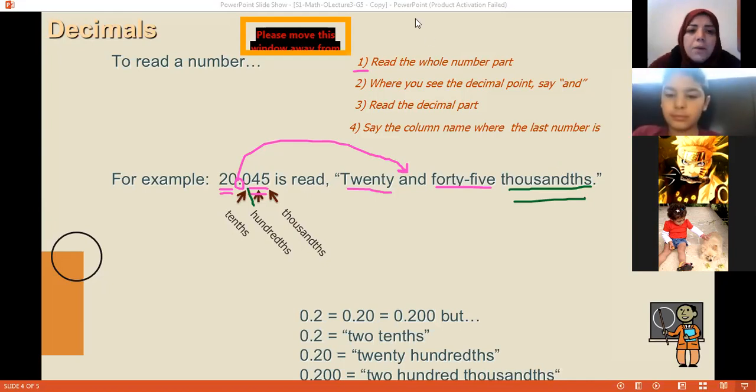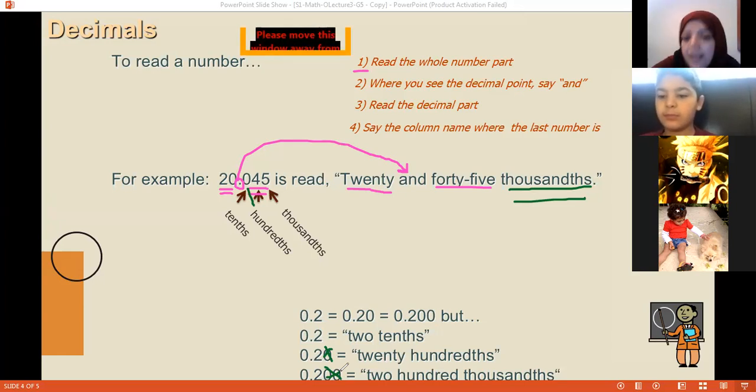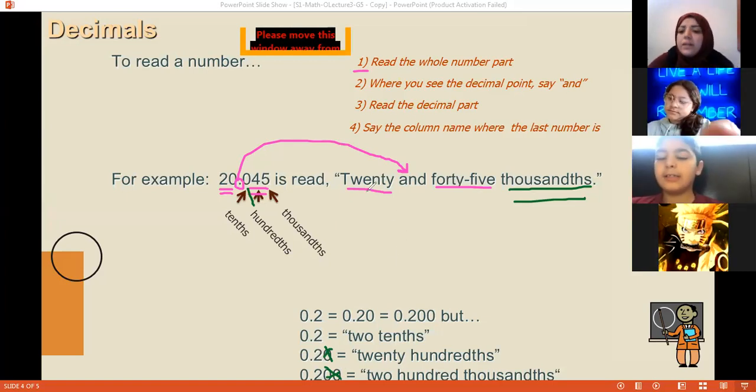The last thing I'm going to explain is that if I have 0 at the end of a number here, this 0 is useless and you can cross it out. So if I have 0 at the end of the decimal part, we can remove it. Does anyone have any question before we continue? No. Okay.